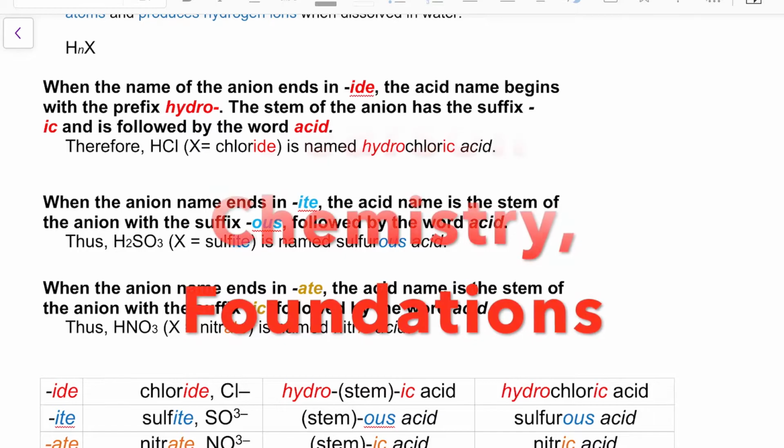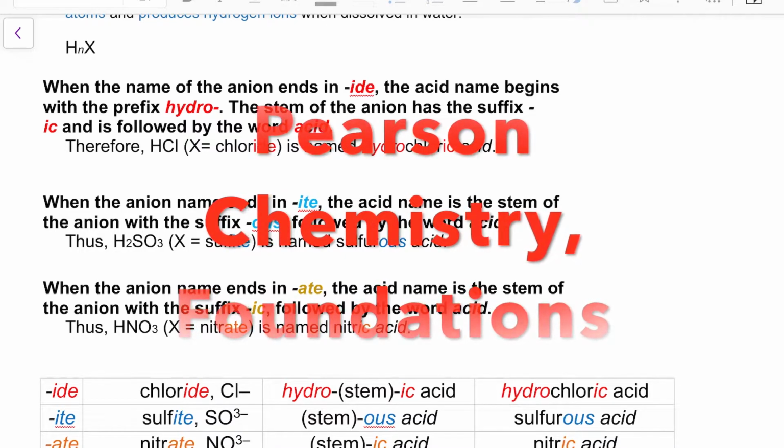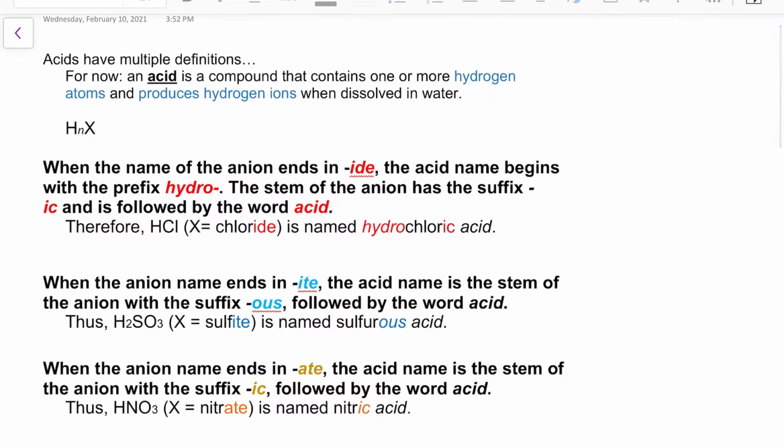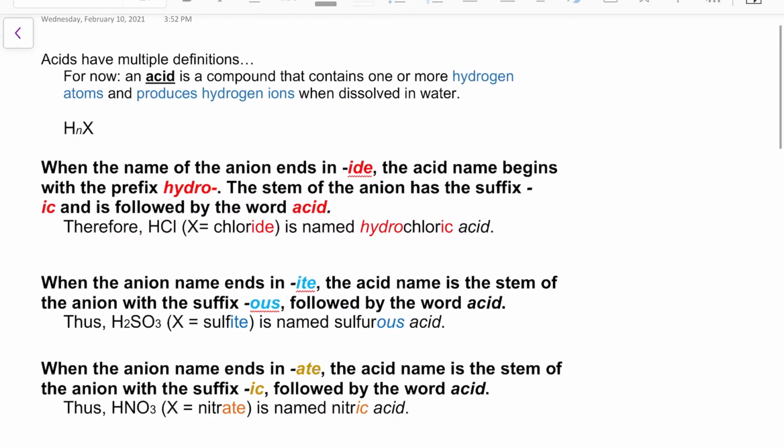I got these notes from Pearson Chemistry, so I need to give credit for this next section to Pearson Chemistry. Here are the 3 types of acid naming rules. What is an acid? For now, just know that an acid is basically anything that starts with hydrogen and produces hydrogen ions when dissolved in water. You will have whole sections devoted to studying acids and bases. So the general format for an acid is HnX. It starts with an H, and if it's added to water, it's going to give off an H+ ion.